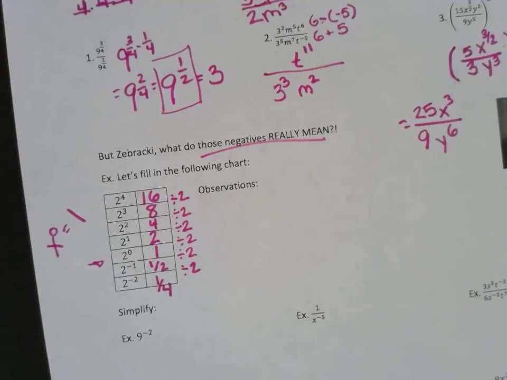Hit the pause button, guys. Try to figure out what's happening with these negative exponents. Take a close look at what was going on. If you want to continue further with the chart, you can do 2 to the negative 3, you can do 2 to the negative 4, you can do 2 to the negative 5, and figure it out for yourself what's going on. Hit the pause button real quick. I'm going to keep moving on.